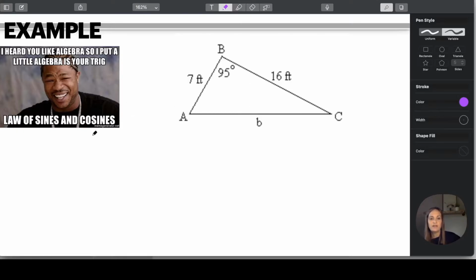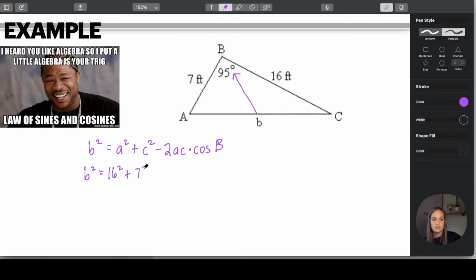So if we're trying to find little b, that means little a squared and little c squared are going to be on the other side, minus 2ac, and you're going to multiply that by the cosine of the opposite angle. If you're looking for little b, then you're going to have cosine of B. So now let's plug in the numbers that we know. Obviously, we don't know b. We know that a squared is 16 squared. We know that c is 7 squared. And then we're going to multiply a, which is 16, and c, which is 7, by the cosine of 95 degrees.